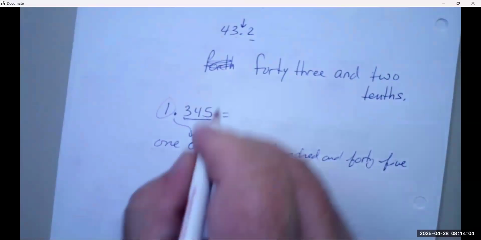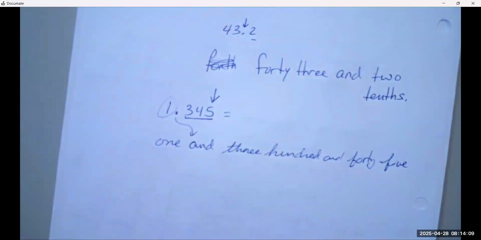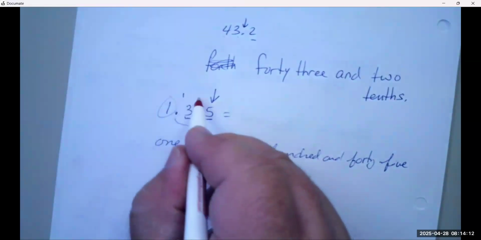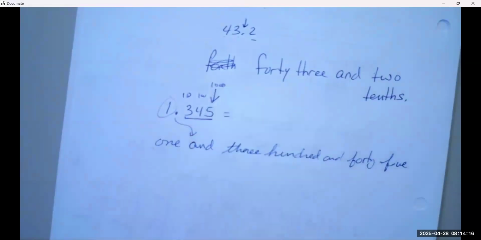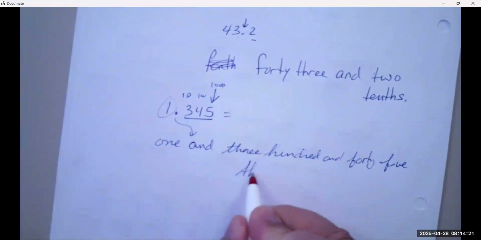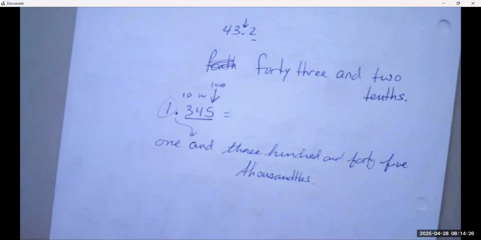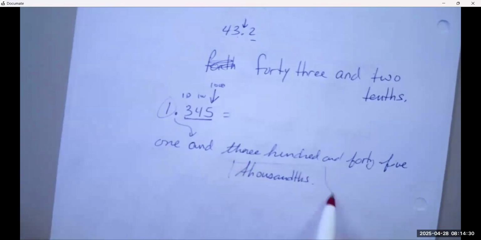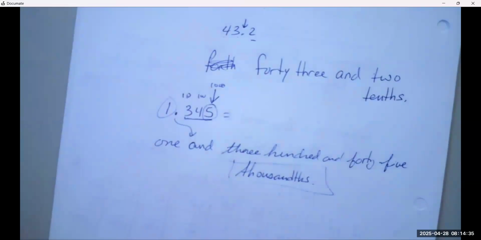But since it's a decimal, you always write it with respect to the last decimal. This is the tenths, hundredths, and this is the thousandths. You're right. So this is 1 and 345 thousandths. So the last word, whenever you write it or describe it, is always in reference to the last non-zero digit to the right.